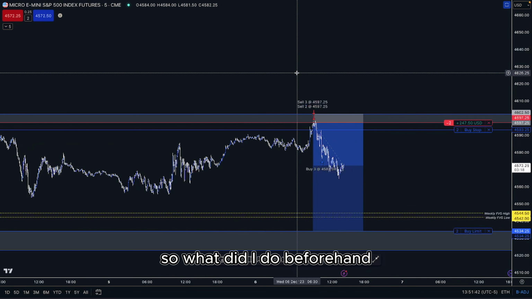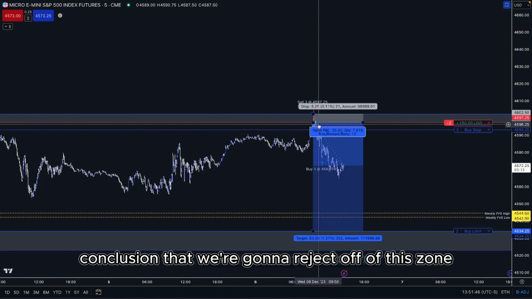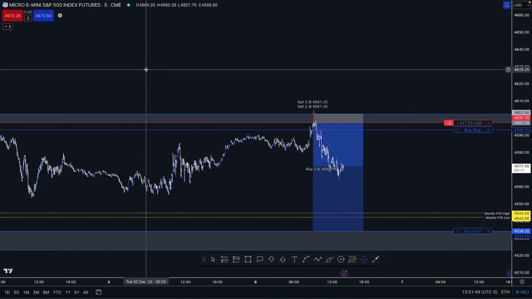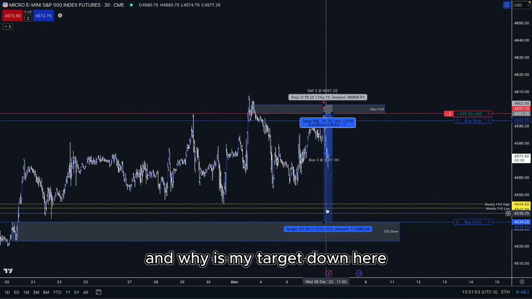So what did I do beforehand? How did I come to this conclusion that we're gonna reject off of this zone I have right here? Let's go into a 30-minute chart. And why is my target down here?